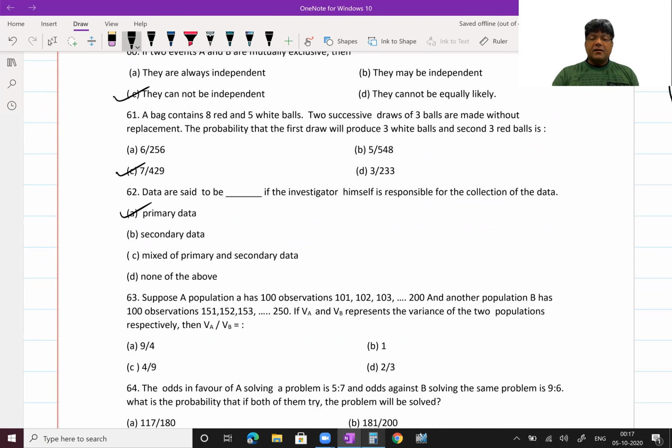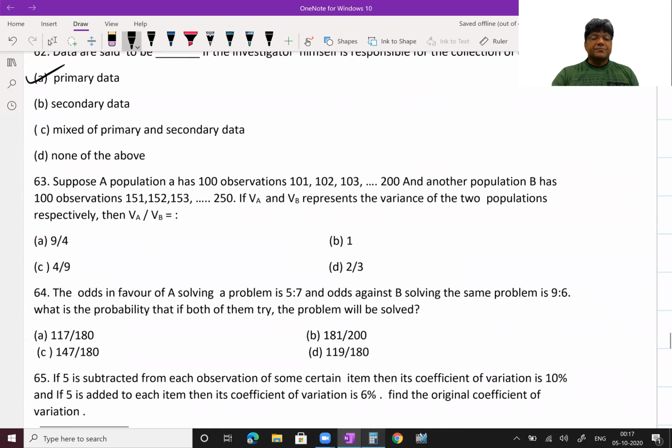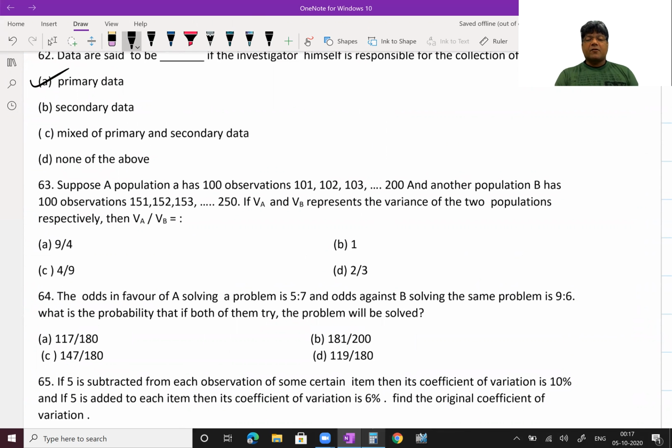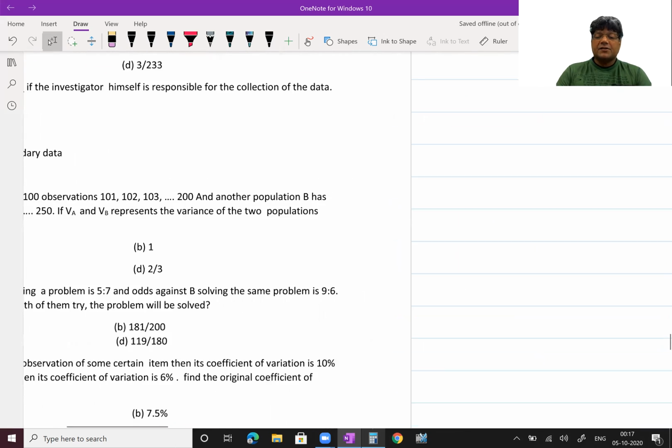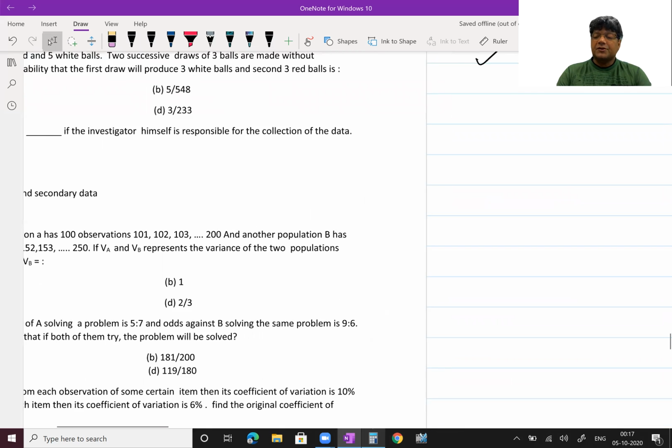Question number 63. Suppose a population A has 100 observations, okay, and another population B has 100 observations, okay. A and B represent the variance of the two populations. Guys, this is a good question. Look here. A population A has 100 observations, and that is starting from this question number 63.